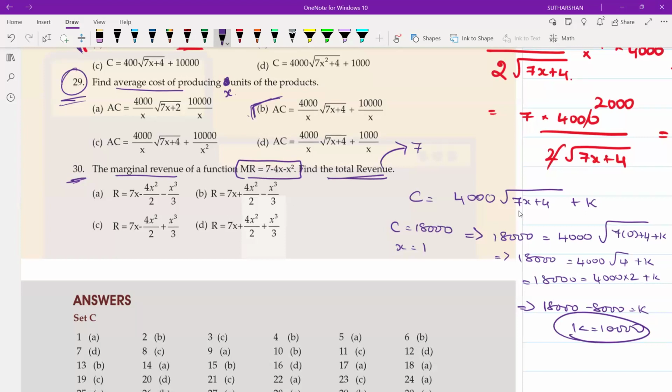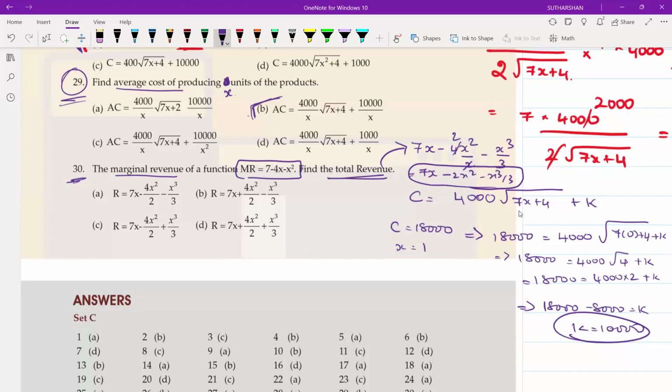If I integrate, it will become what? 7x. Minus 4x, if we integrate, it will become minus 4x square by 2. x square, if I integrate, it will become x cube by 3. The 2 and the 4 will get cancelled. So it will be 7x minus 2x square minus x cube by 3. That's what the equation is.